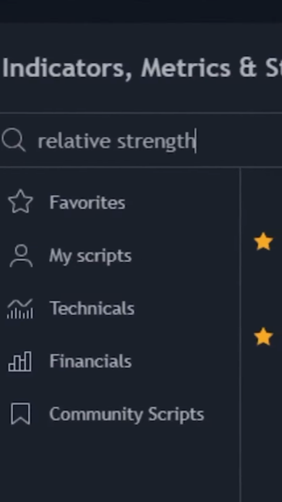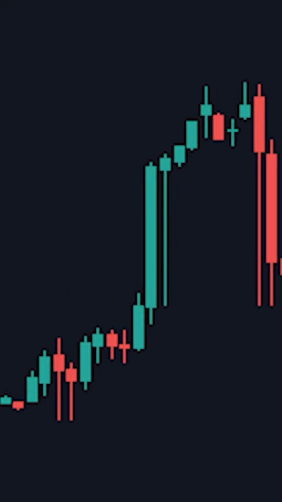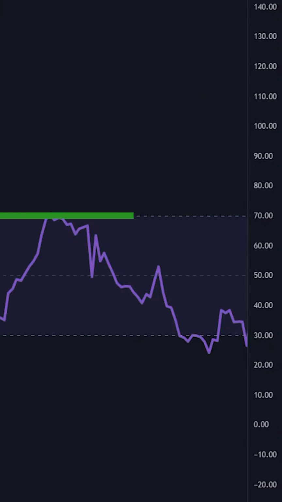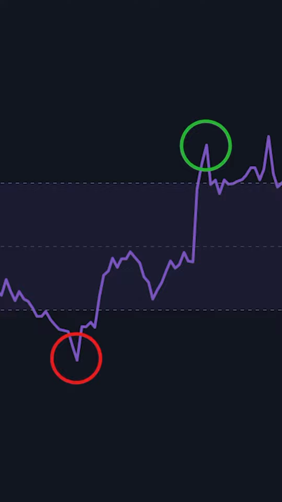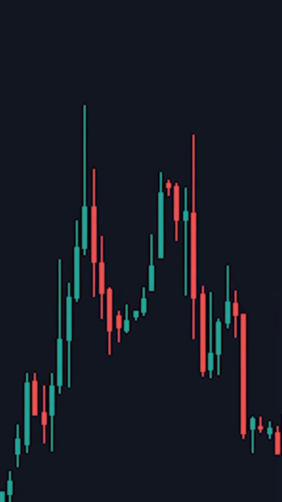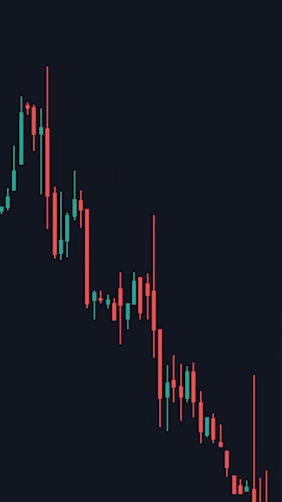Here's why you're using the RSI indicator wrong. Most traders use the RSI indicator to see if a market is overbought or oversold. If the price is above the 70 line, it's overbought, and if the price is below the 30 line, it's oversold. Here's the problem. Sure, this works every now and then, but I'm sure if most of you have traded like this, you have quickly figured out this doesn't work all the time.